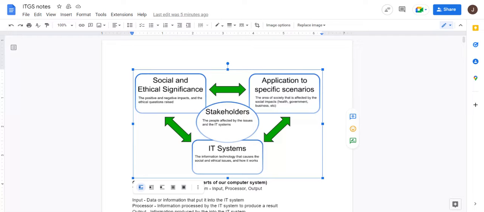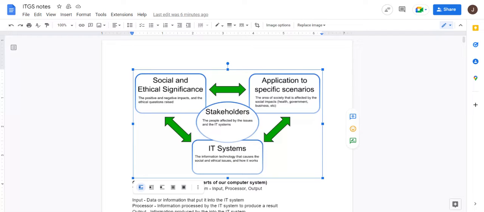Sometimes the teacher may start with strand 1, sometimes with strand 3, sometimes with strand 2. But it doesn't matter. In the end, you will have to cover all the three parts. So in this case, I will start talking about strand 3 first, which is the IT system.